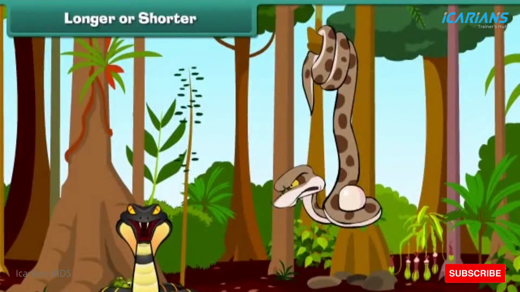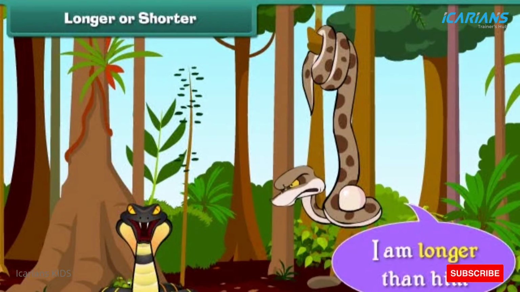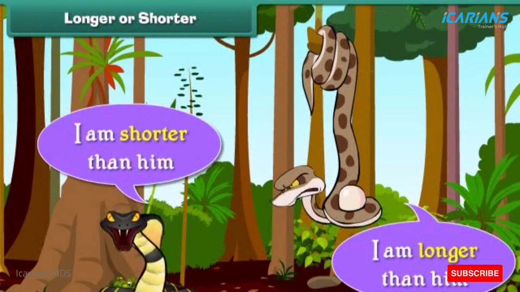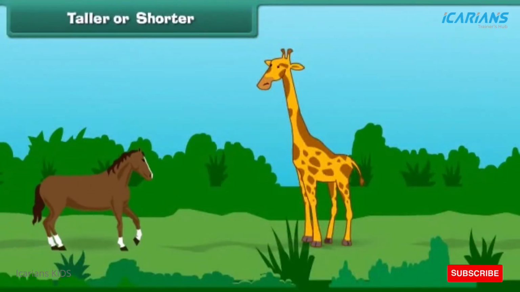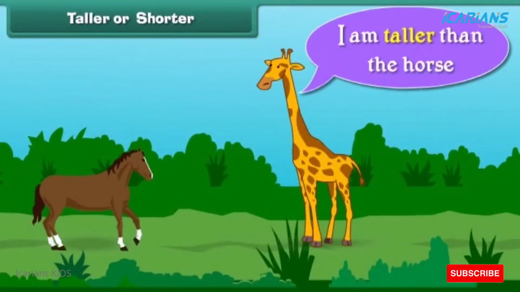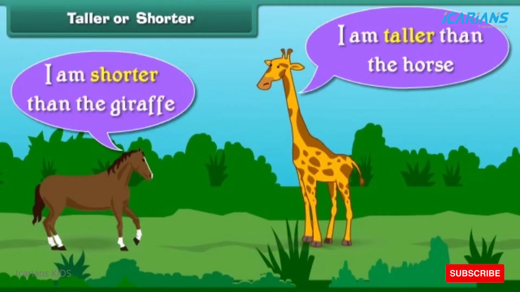When the two objects are not of same size, we compare them. I am longer than he is. I am shorter than him. I am taller than the horse. I am shorter than the giraffe.